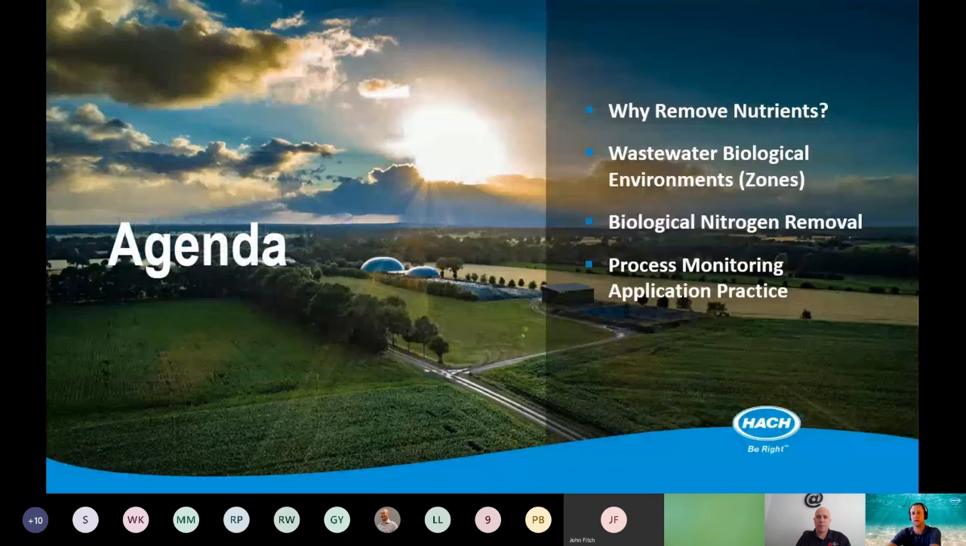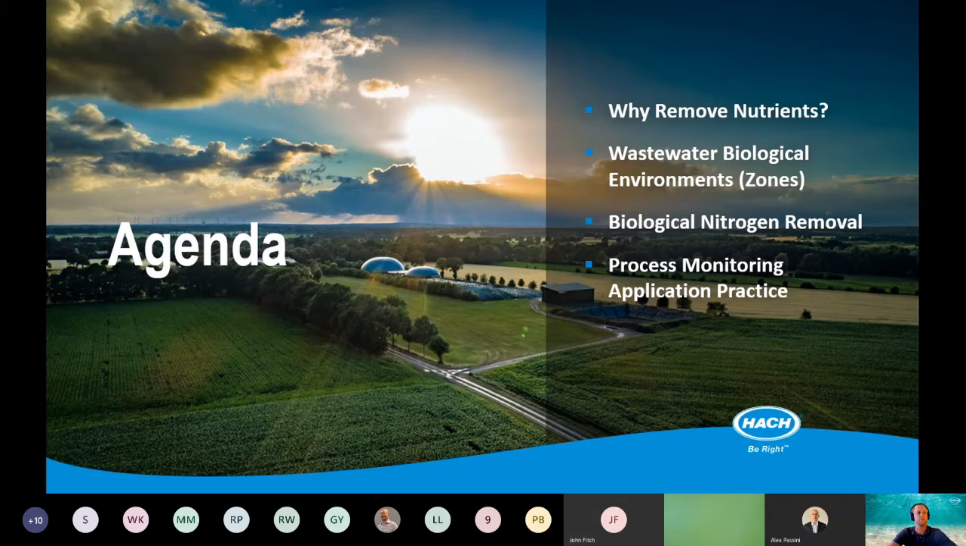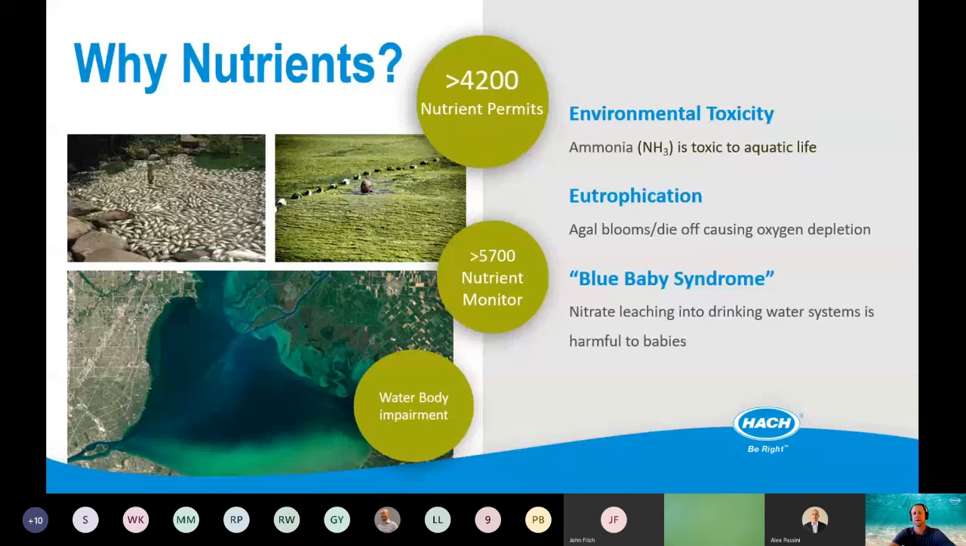So I'm going to cover why we remove nutrients specifically and wastewater biological zones, because when we're talking about nutrients, it's really important to understand the background of where we're treating in our wastewater treatment plants and how that occurs. It can be simplified by breaking it down into the biological zones inside of a wastewater plant, rather than talking about all of the different types, MBBRs and MBRs and activated sludge and all that. And then we'll talk about process monitoring application practice.